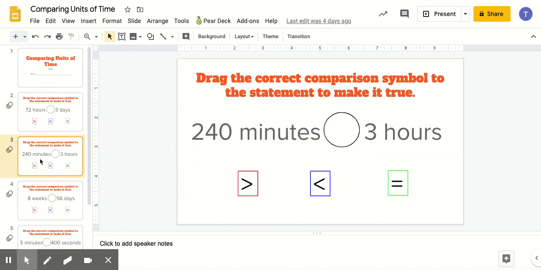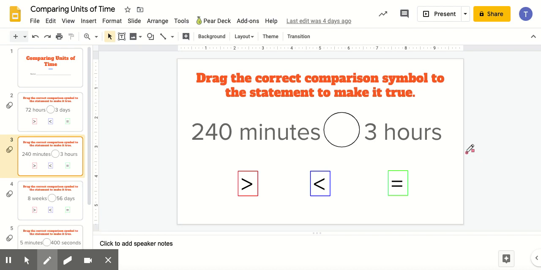Your next question says 240 minutes and 3 hours. So if you remember, you're looking at minutes and hours and you're trying to figure out which one is the biggest unit, which is an hour. An hour is 60 minutes, so our hour is a longer span of time than 1 minute. So we're going to take our hours and we're going to change them to minutes.